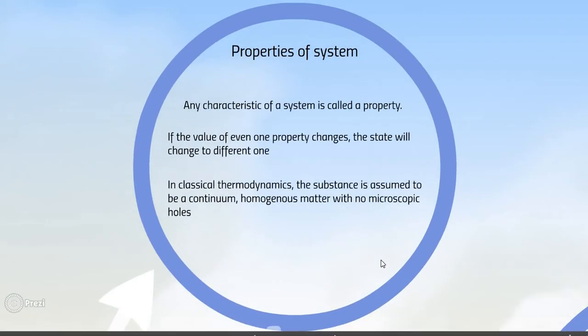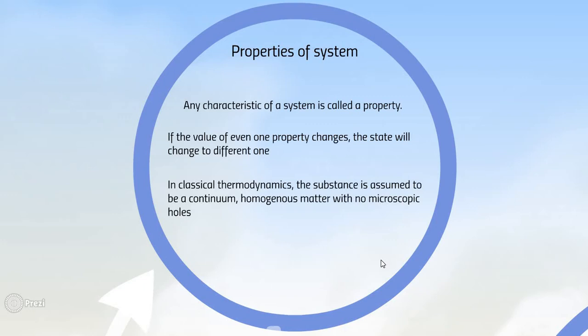Properties of the system. Any characteristic of a system is called a property. Some familiar properties are pressure, temperature, volume, and mass. These lists can be extended to include less familiar ones such as viscosity, thermal conductivity, modulus of elasticity, thermal expansion coefficient, electric resistivity, and even velocity and elevation.